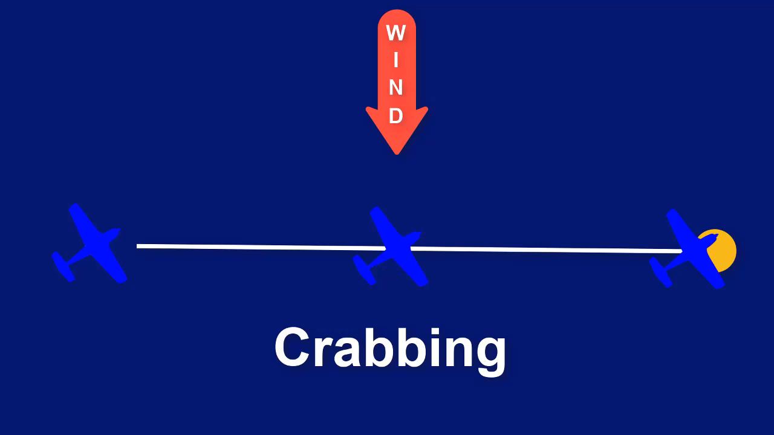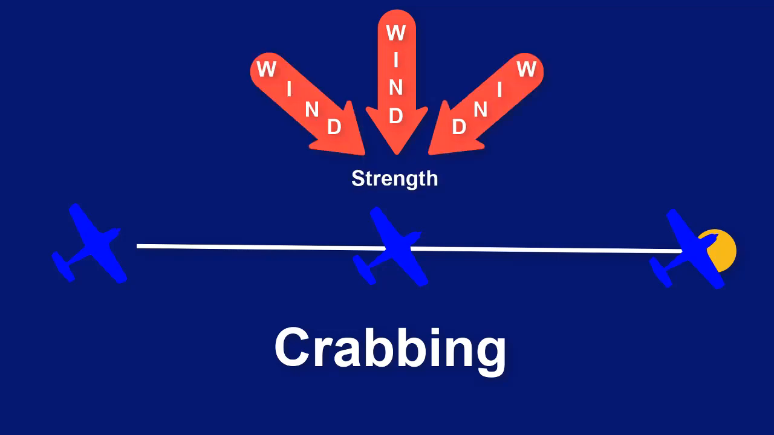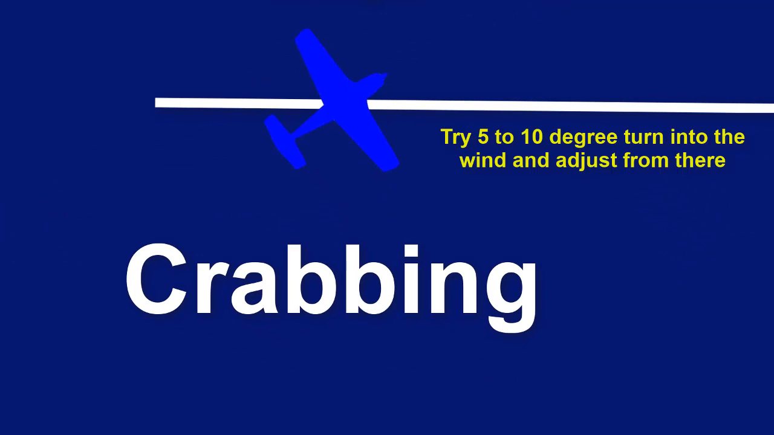Of course, how much of an angle you point your nose into the wind is determined by the angle and strength of the wind. Typically, you can start by turning about 5 to 10 degrees into the wind and level out to see if you are drifting toward or away from the course. If you are still drifting, you can make additional corrections as needed to stay on course.